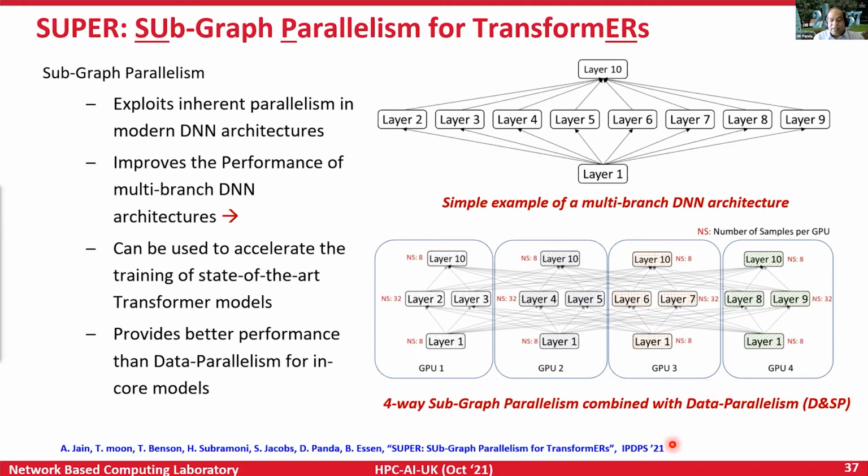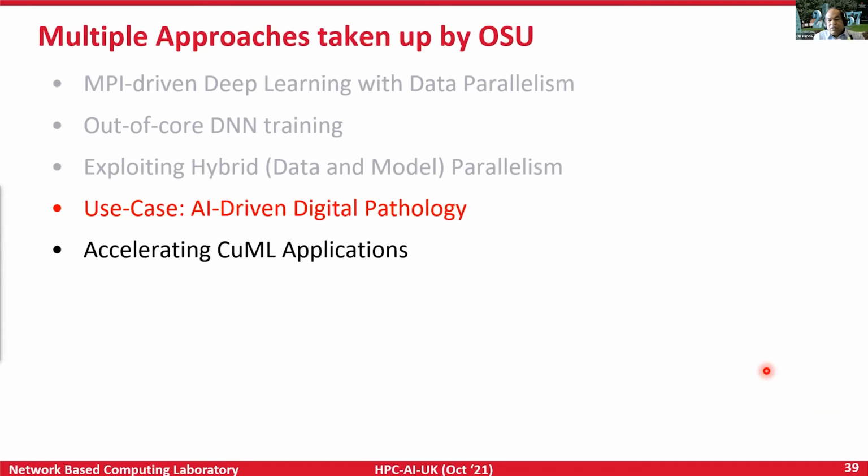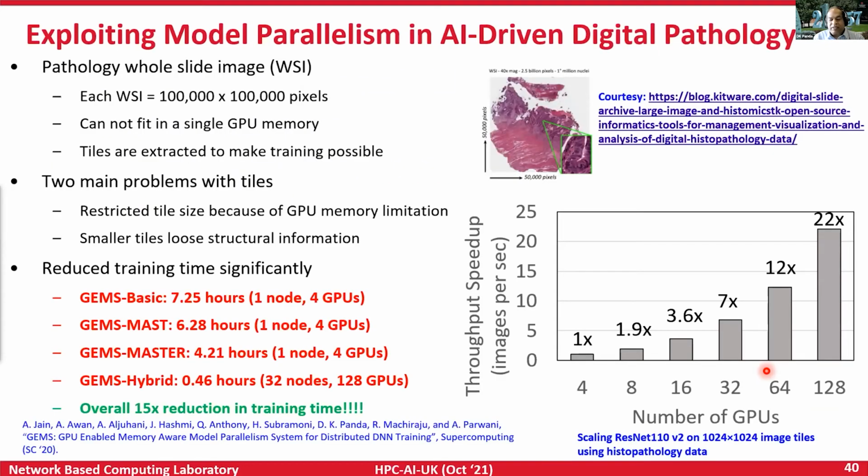So this paper was presented at IPDPS earlier this year. And now, here we are trying to show the comparison to data parallelism. So this is the red line. With our new subgraph parallelism, we get almost a factor of 3 speedup on 1,000 GPUs. So we are able to accelerate the DNN training by a factor of 3. This is very active research in my group, and these solutions are already available in the literature, so you can actually try to use these for your applications.